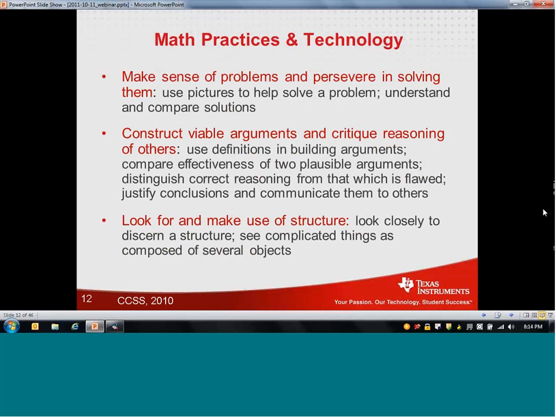Next one, please. And when we look at the pentagon problem, clearly students would be making sense of problems. They're using pictures, they're comparing solutions, they're constructing arguments and critiquing the reasoning of others. They're distinguishing what's right from what isn't. They're explaining and making sense of what their solutions are and helping other people understand.